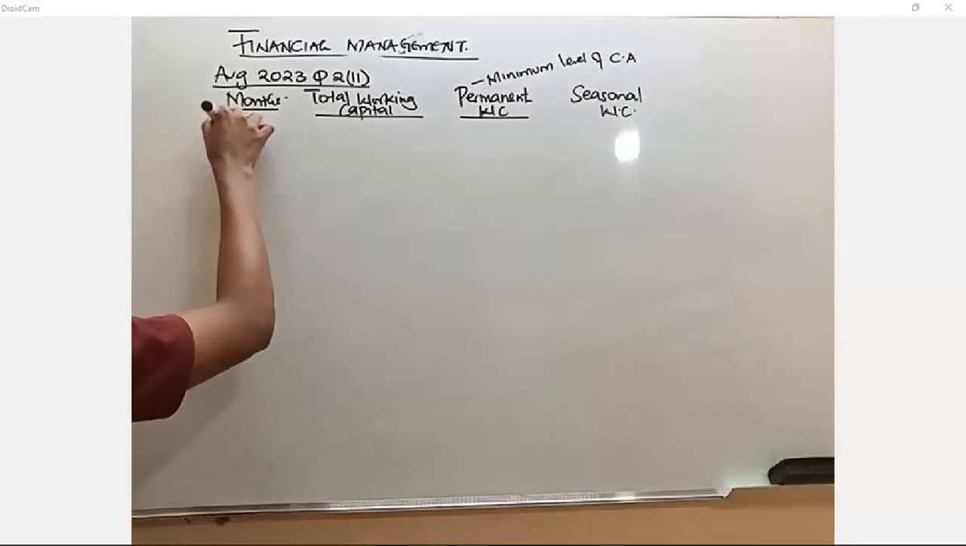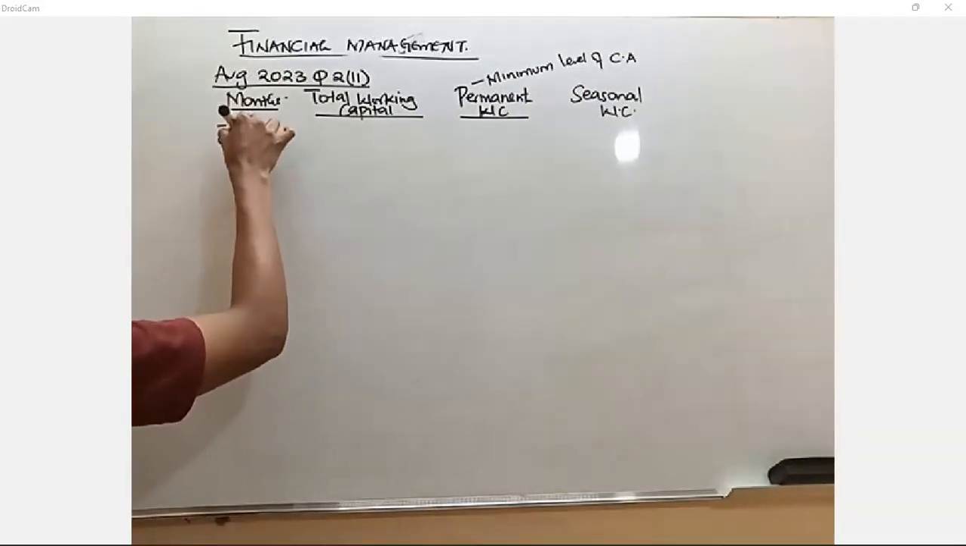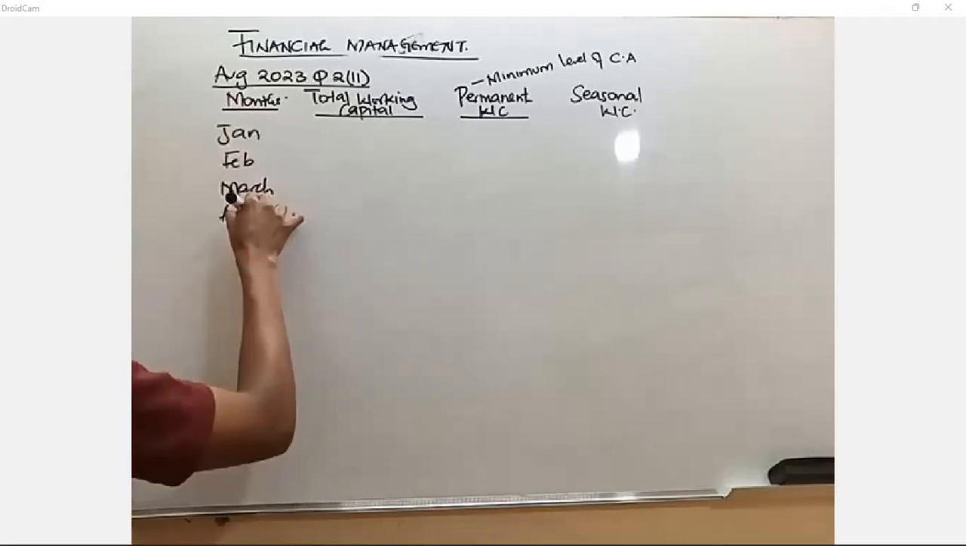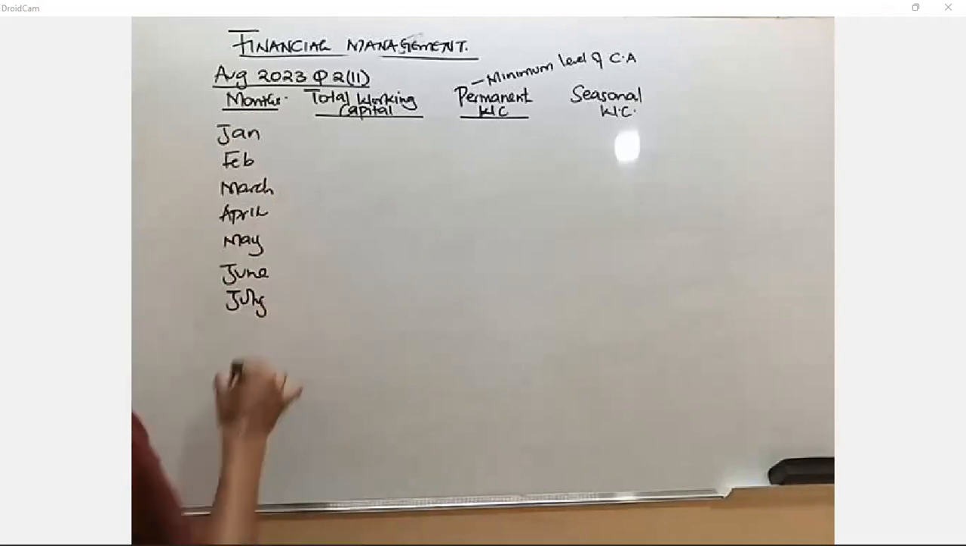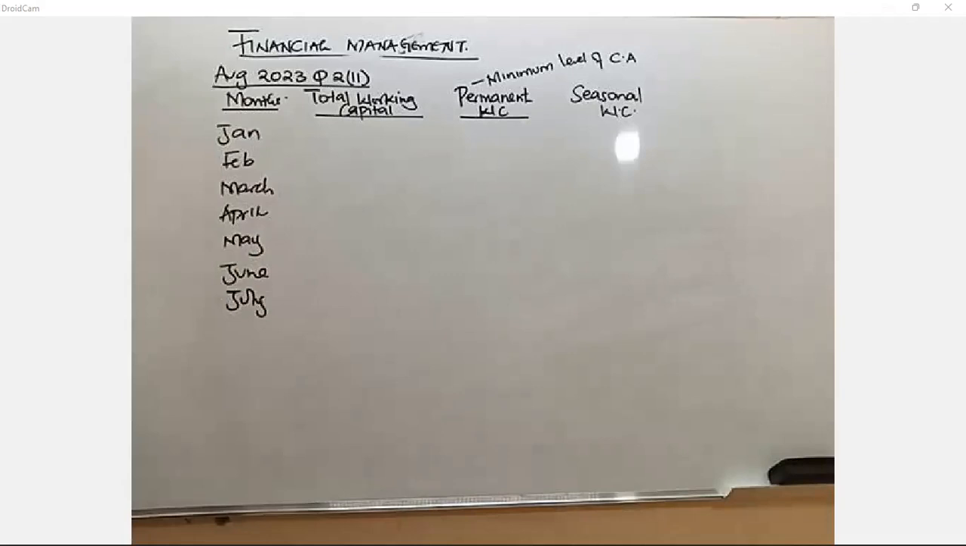So we have January, we go to Feb, we have March, April, May, June, July, August. We have September, October, November. Then we have December. Correct.